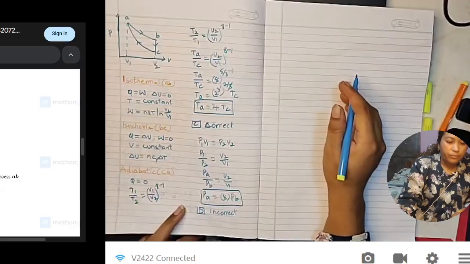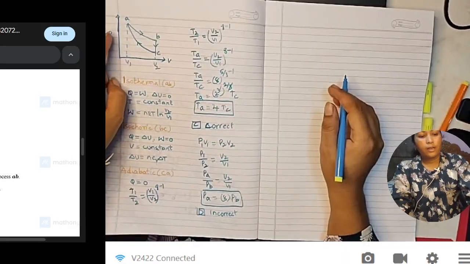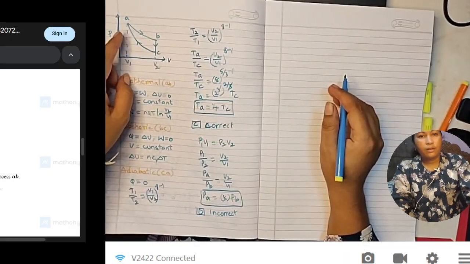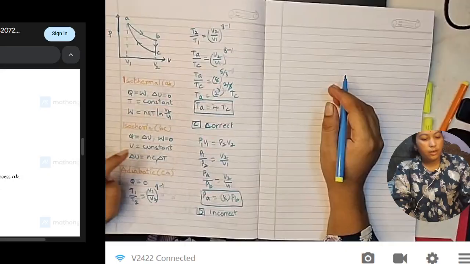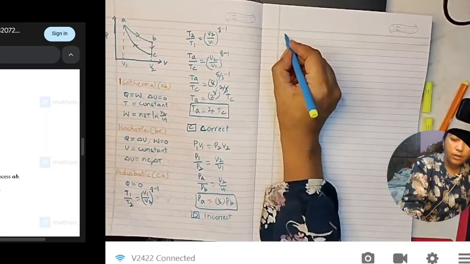Let's go for the comparison between the heat transmission in the adiabatic process and the isochoric process. Okay, let us go for it.